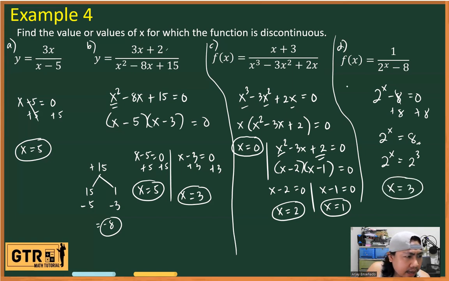So it has discontinuity. This function has discontinuity at x equals 3. Okay, so that's how to find the discontinuity of a rational function. Just solve for the zero of the denominator. Okay, another example, number 5.